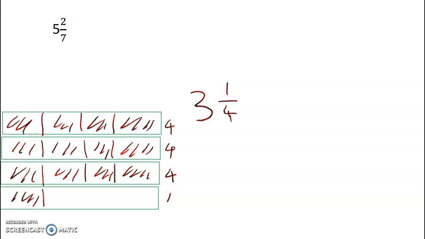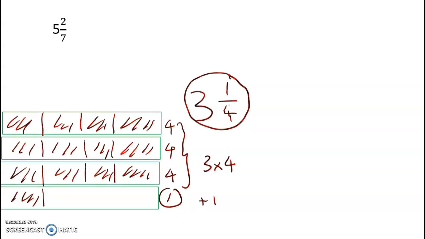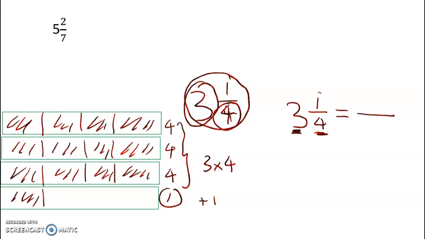Okay, and what we can see here is that we've got 3 lots of 4 quarters. So we've got 3 times 4, and then we've got 1 extra quarter. If you look at where those numbers are sitting inside my improper fraction, you can see that here I've got the 3 wholes, and here I've got the 4 quarters. So to convert 3 1/4 to an improper fraction, all I need to do is to times the 4 by the 3. That gets me 12. And then I add on the 1. So 4 3s are 12, plus 1 gives me 13 over 4.